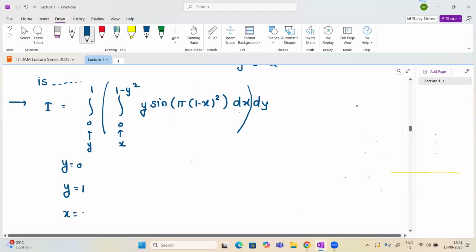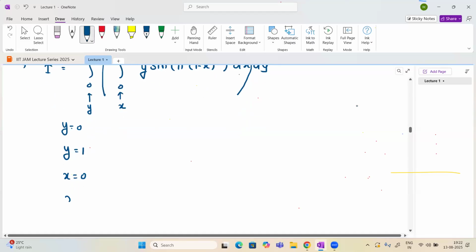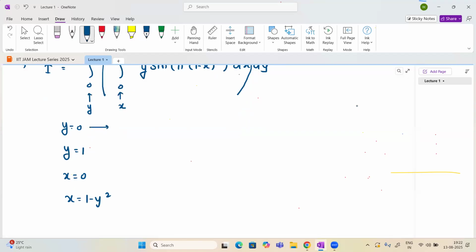The limits of x are 0 and 1 minus y square. Okay, so let us find: y is equal to 0 represents the x-axis. We have already seen it is the x-axis. Y is equal to 1 represents a line parallel to the x-axis.